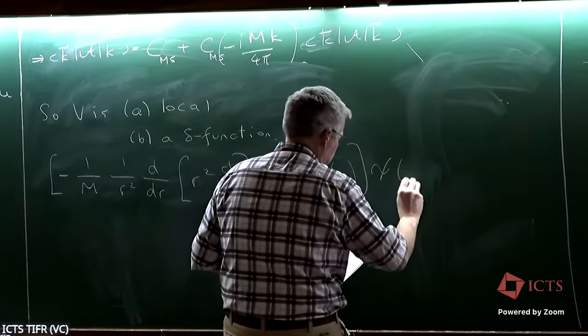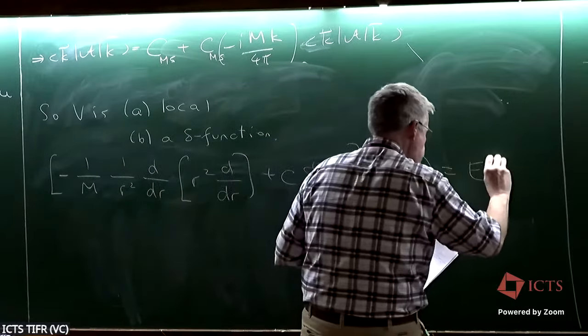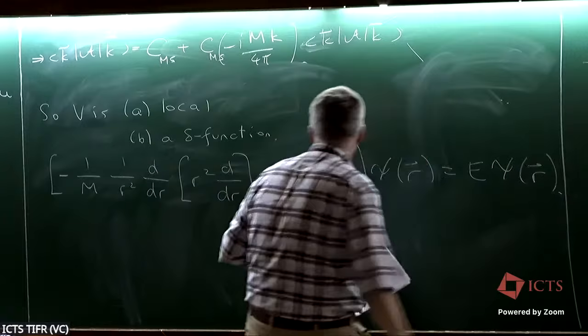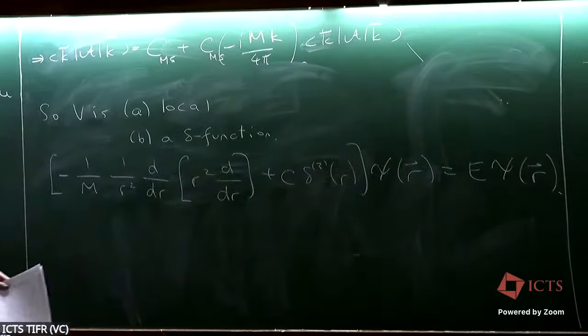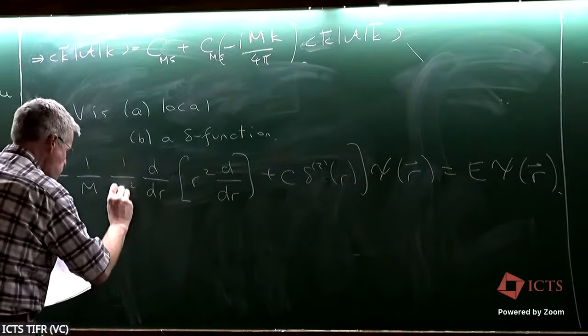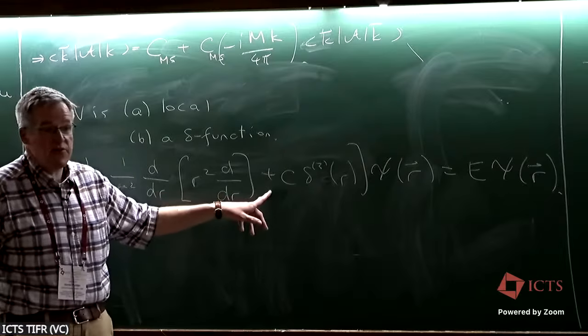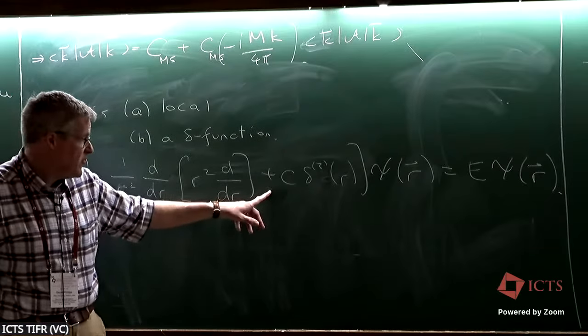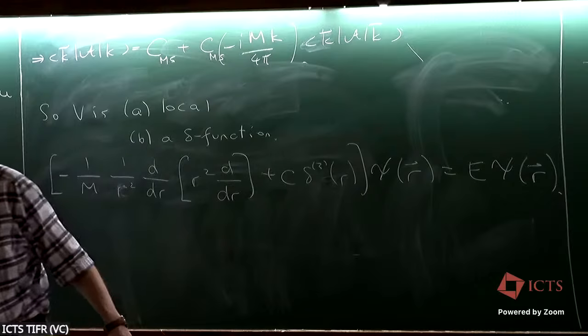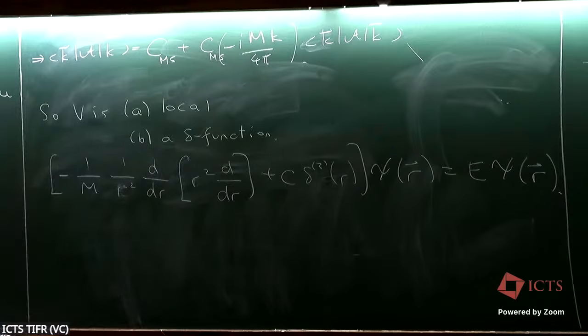We have a very simple form for the kinetic term. This is just the Laplacian in 3 dimensions. As I said, there's no centrifugal barrier because L equals 0, and then this is the potential. You all remember this from quantum mechanics class, however many years ago that was. More years ago for some rather than others.